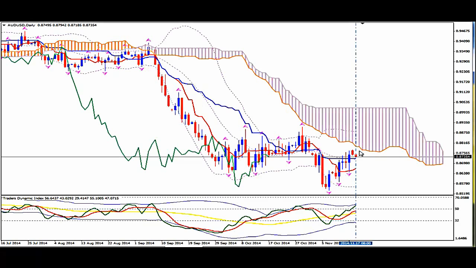Possibly the pair will find resistance as it touches the body of the Kumo, and we should expect a downward corrective move when the pair reaches the upper Bollinger Band on the daily. The upper Bollinger Band price level will be 0.8879. At that point, the pair will start making a corrective move down to the median Bollinger Band before pushing higher.